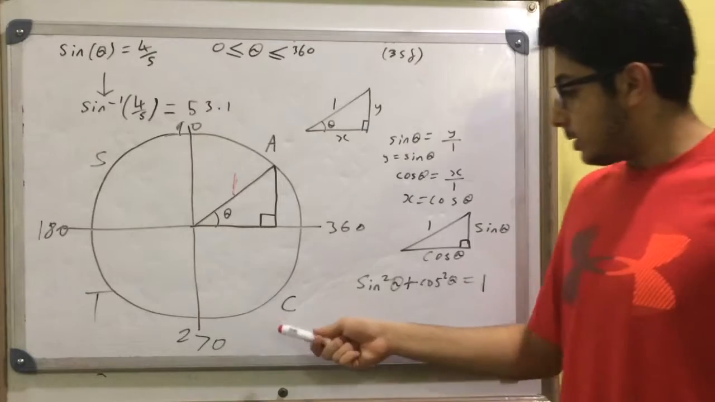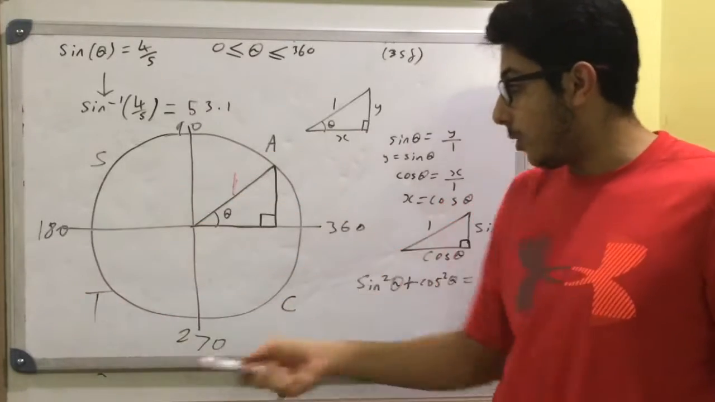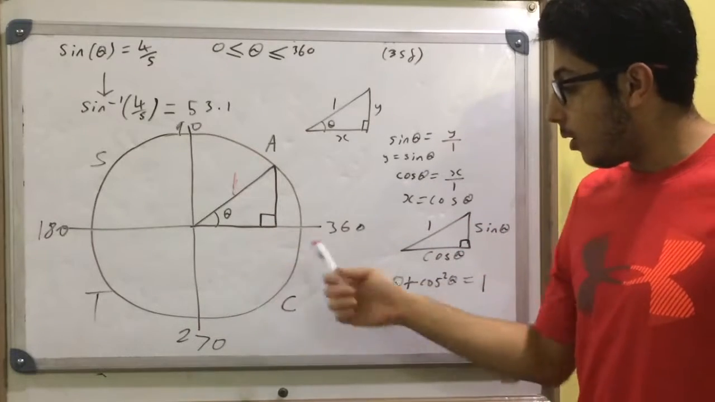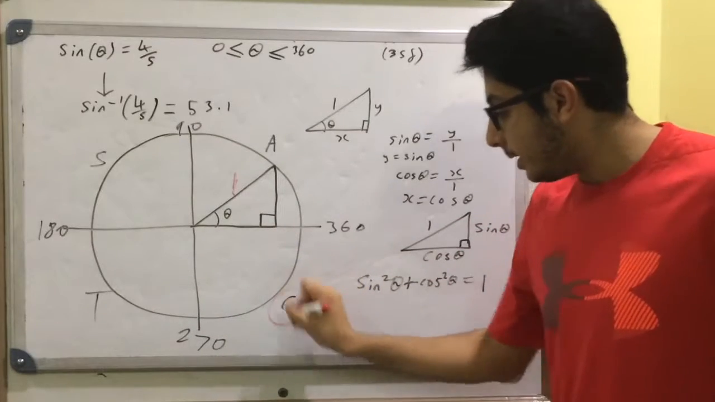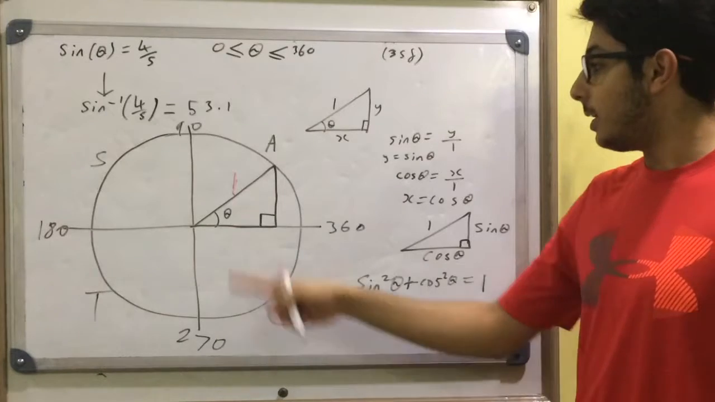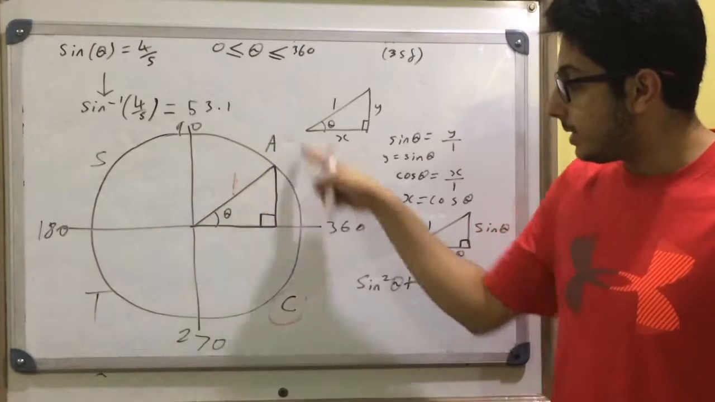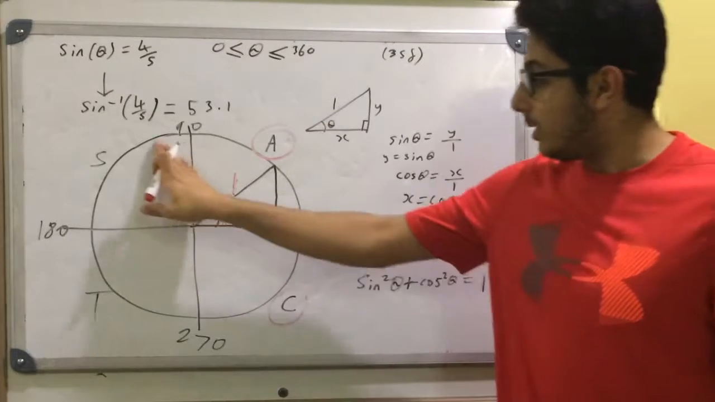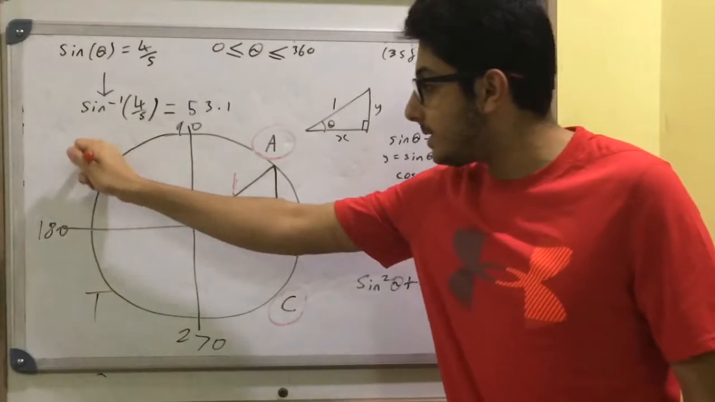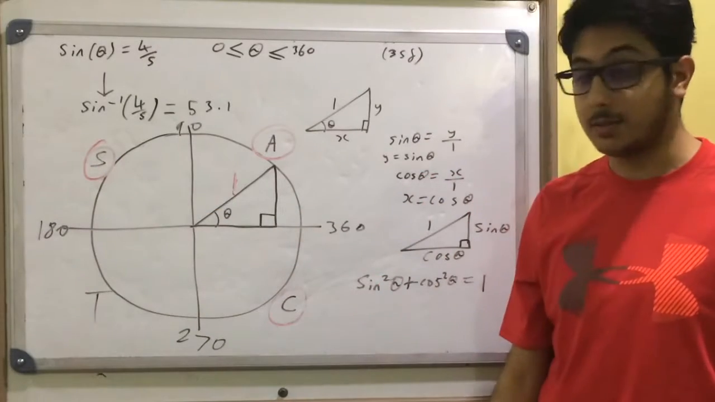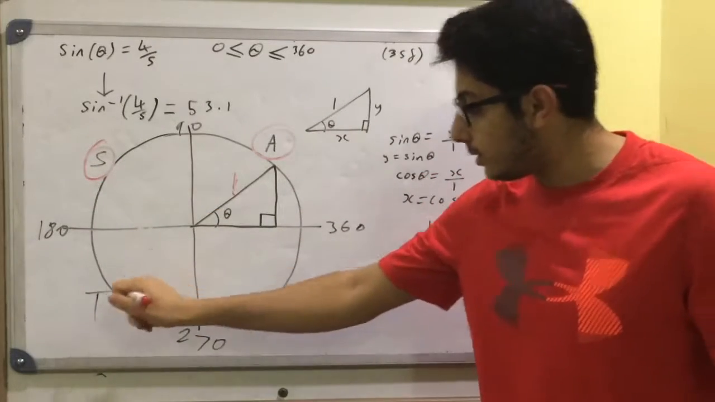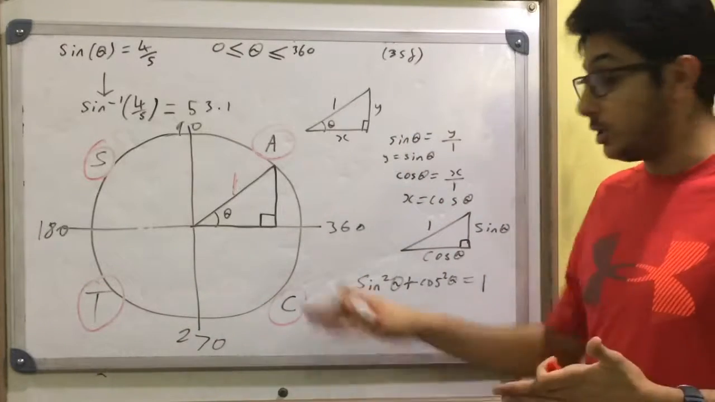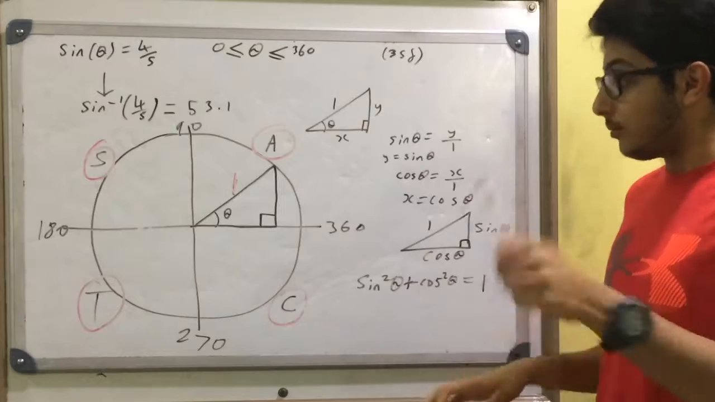So CAST, you can remember it as cast. In this quadrant, only cosine is positive. In this quadrant, everything is positive. In this quadrant, only sine is positive. In this quadrant, only tan is positive. You'll get what I mean when we start solving the equation using the unit circle. So let's do it.